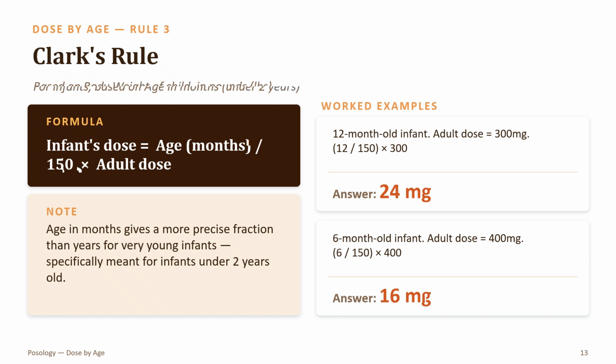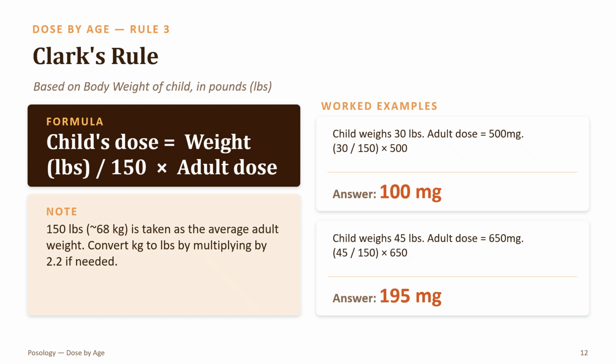16 mg. Now the next formula, which is according to body weight, is called Clark's formula or Clark's rule. It is based on the body weight of the child in pounds. In lbs, the formula is child dose equals weight in pounds divided by 150, multiplied by adult dose. 150 pounds, about 68 kilograms, is taken as the average adult weight. Convert kg to pounds by multiplying by 2.2 if needed.